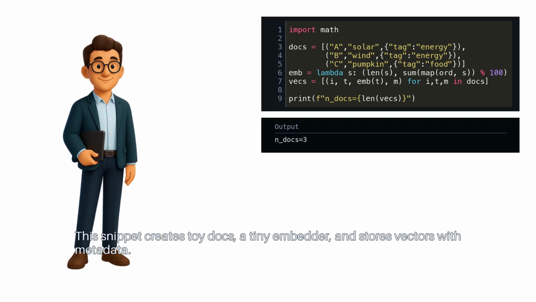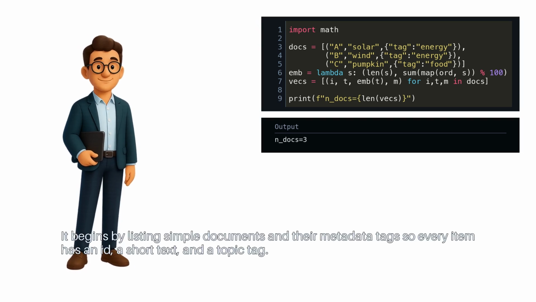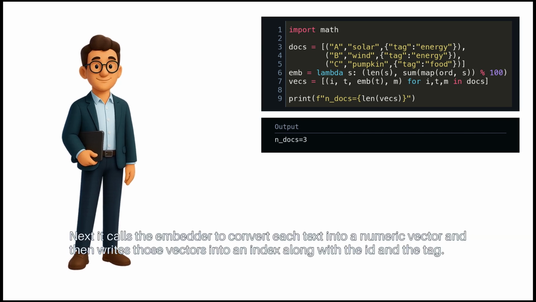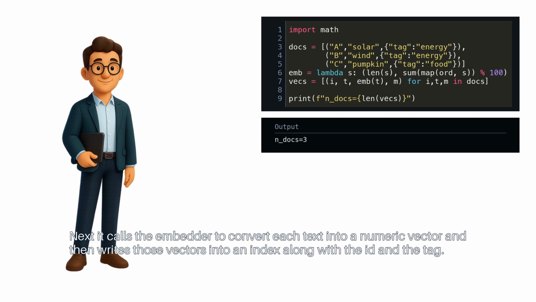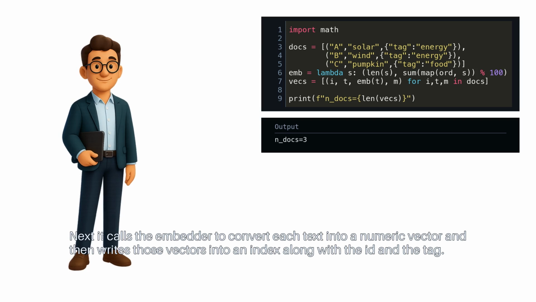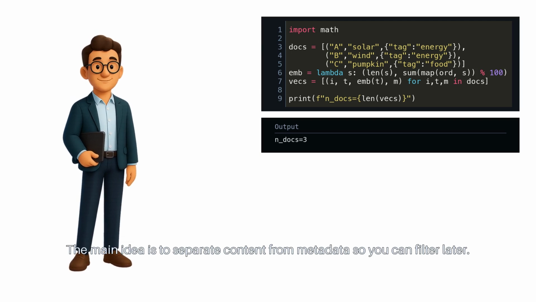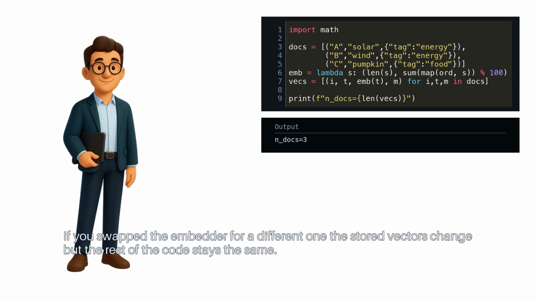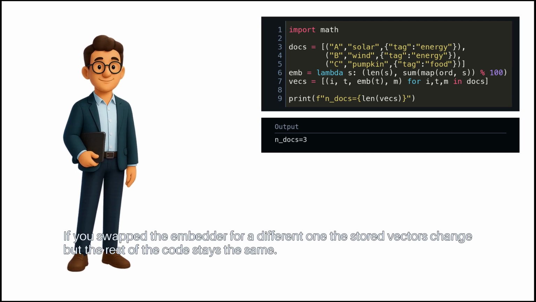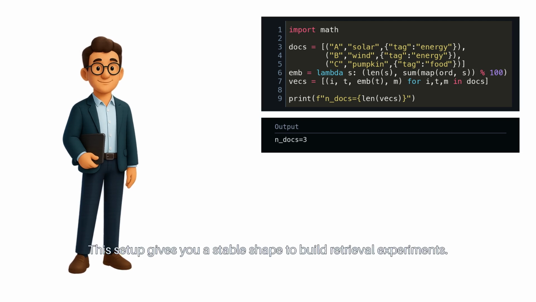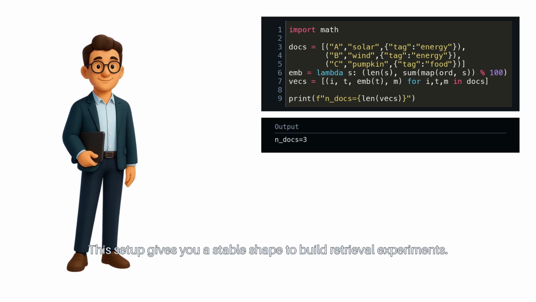This snippet creates toy docs, a tiny embedder, and stores vectors with metadata. It begins by listing simple documents and their metadata tags, so every item has an ID, a short text, and a topic tag. Next, it calls the embedder to convert each text into a numeric vector, and then writes those vectors into an index, along with the ID and the tag. The main idea is to separate content from metadata, so you can filter later. If you swapped the embedder for a different one, the stored vectors change, but the rest of the code stays the same. This setup gives you a stable shape to build retrieval experiments.